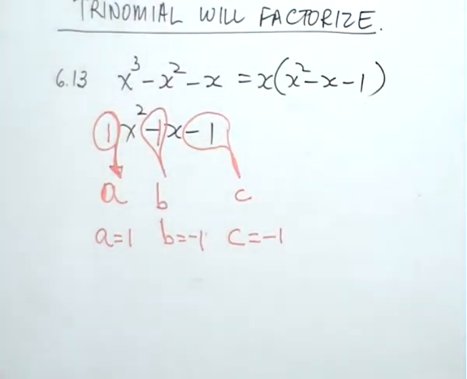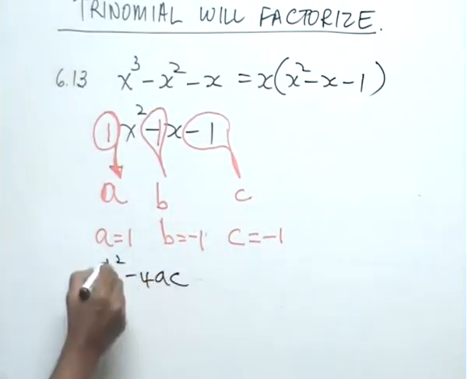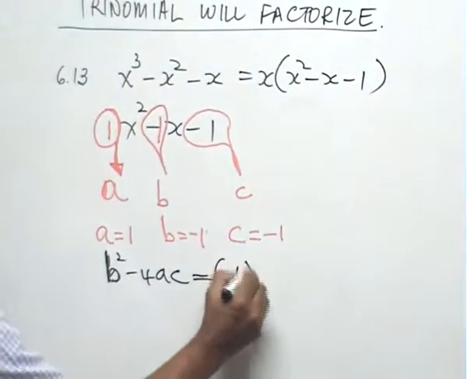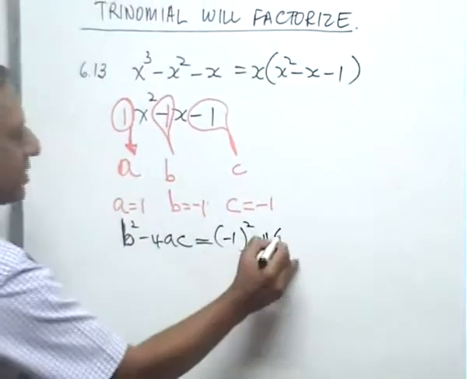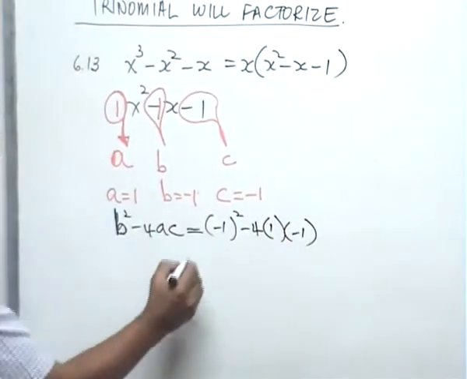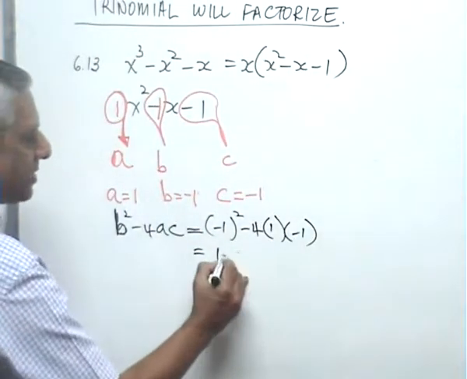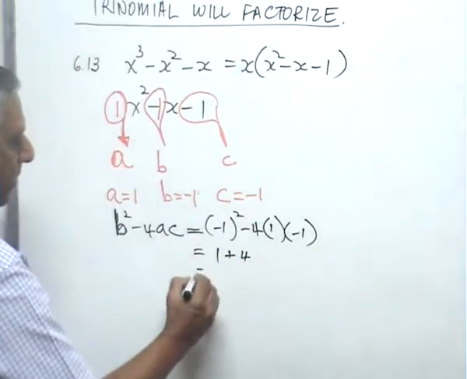So what do we do now? We work out B squared minus 4AC. Of course, when you get used to all this, you're going to work it out in your head, mentally. B squared will be minus 1 squared minus 4 into A is 1 and C is minus 1. When you work that out, you get 1, minus a minus is plus 4 times that. 4 times 1 is 4.